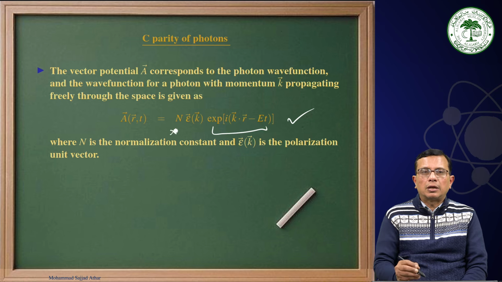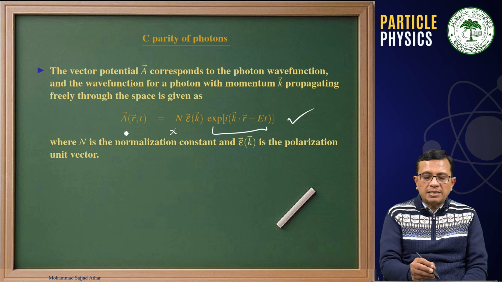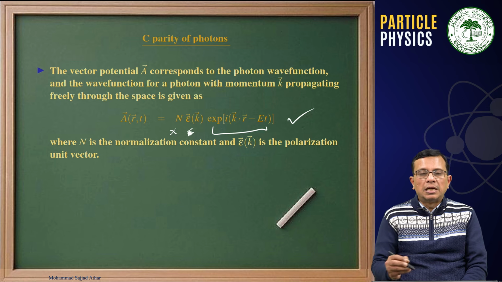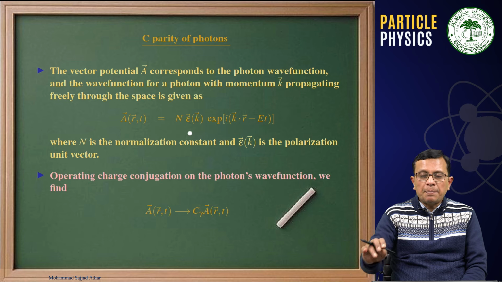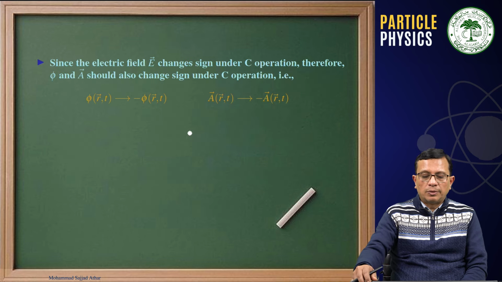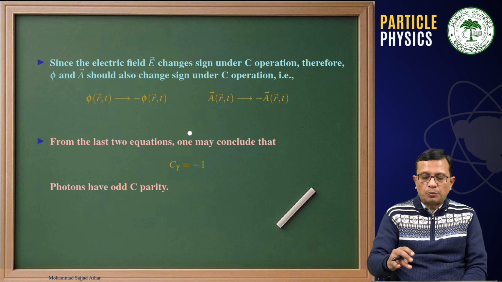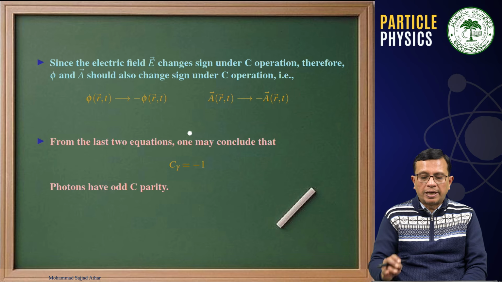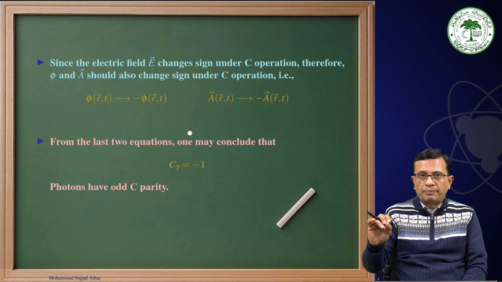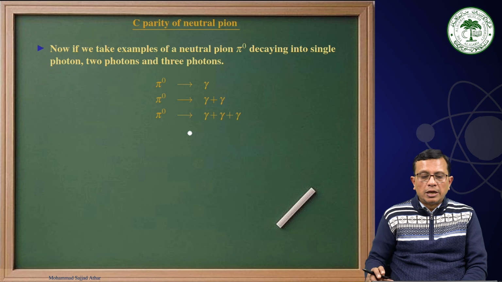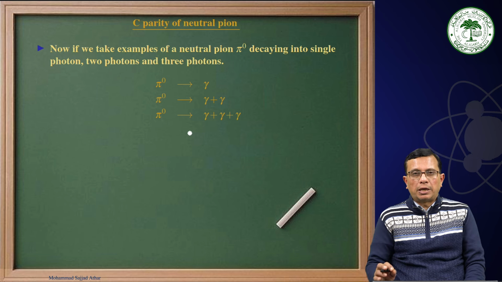Then this is the normalization constant. If A is changing to minus A, that means epsilon has changed to minus epsilon, and that means, as we have seen, phi changing to minus phi and A changing to minus A, the C parity of the photon is odd. Therefore we have to be clear that photons have odd parity as well as odd C parity. Now let us talk about the neutral pion.